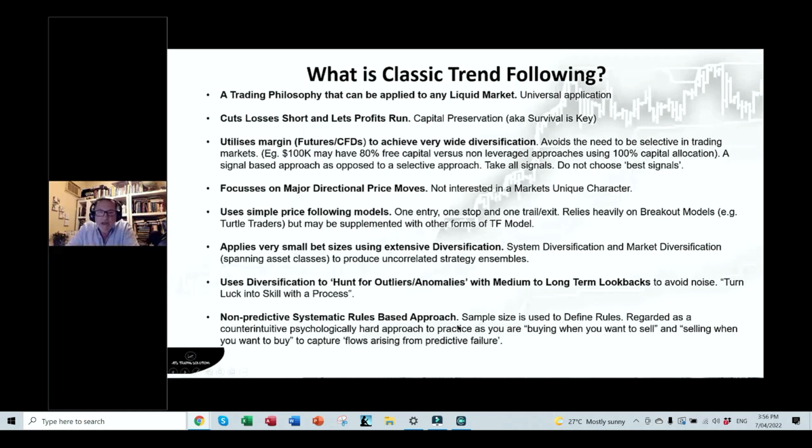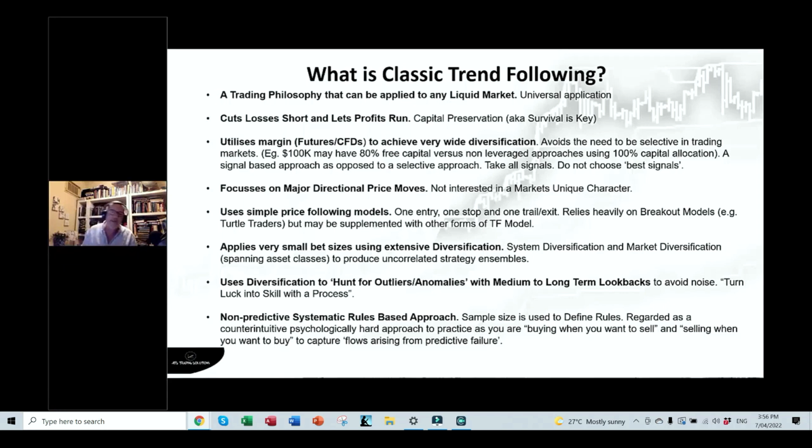Importantly, this systematic approach that we apply is non-predictive in nature. We are simply following price. All of our guidance is taken from price alone, and we close our ears to any news, any of that information. We're not concerned with it. We're concerned with these outliers, and to catch these outliers, we need to follow price. There is no way we can predict in advance when these outliers will occur.